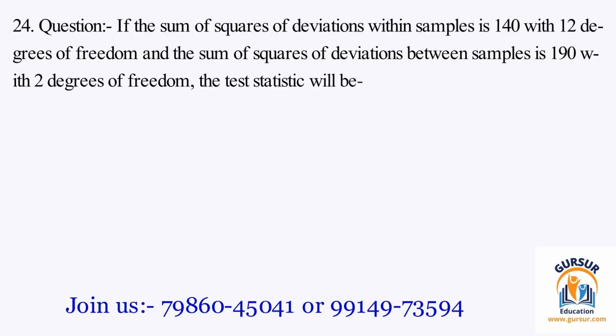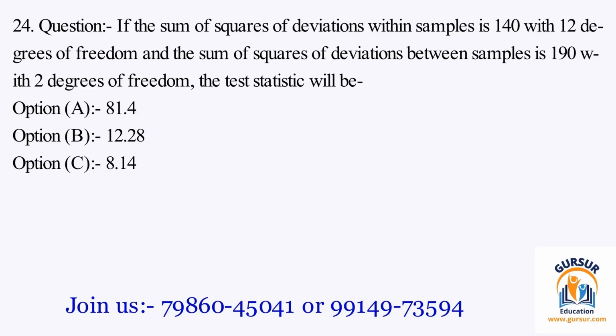Question number 24. If the sum of squares of deviations within samples is 140 with 12 degrees of freedom and the sum of squares of deviations between samples is 190 with 2 degrees of freedom, the test statistic will be: option A is 81.4, option B is 12.28, option C is 8.14, option D is 1.22. The right answer of the question is option C, and that is 8.14.